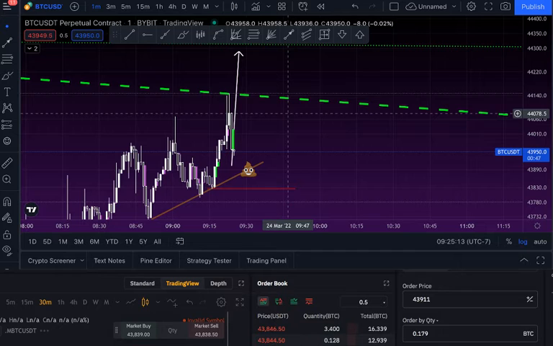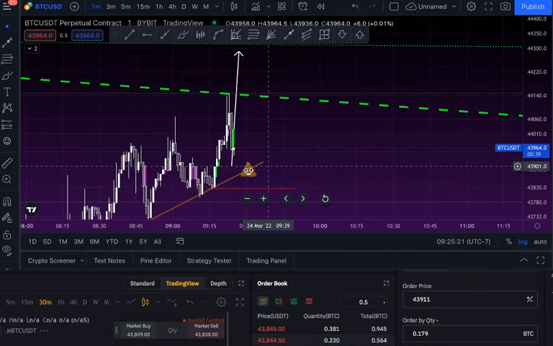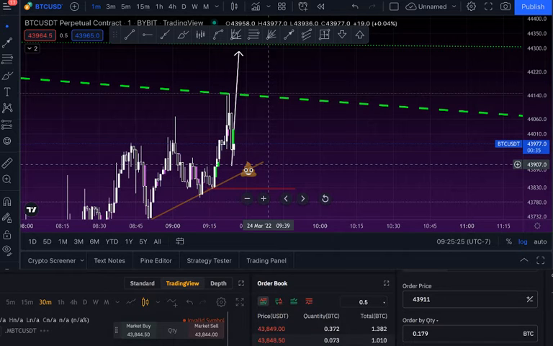It looks like we might get filled. Right around here. Right at the top of this little guy's head.